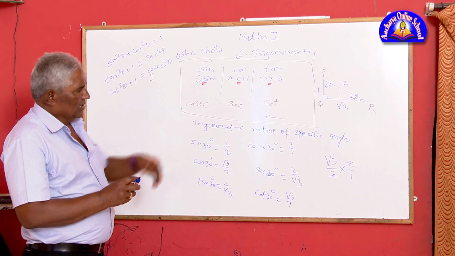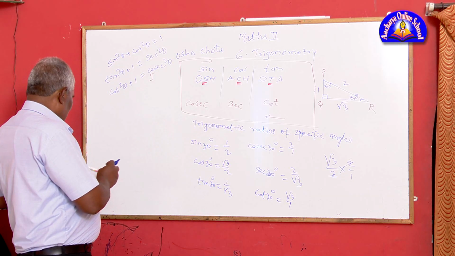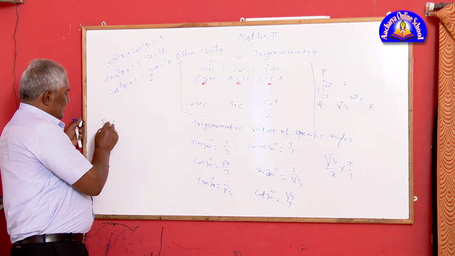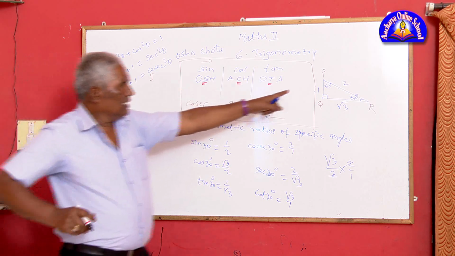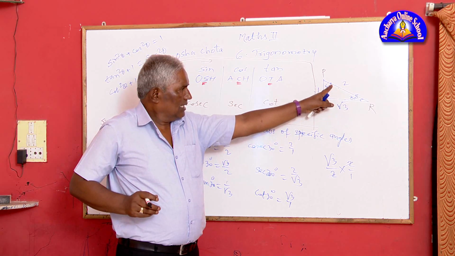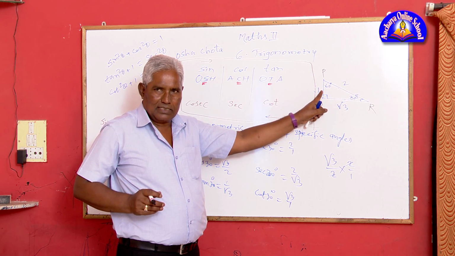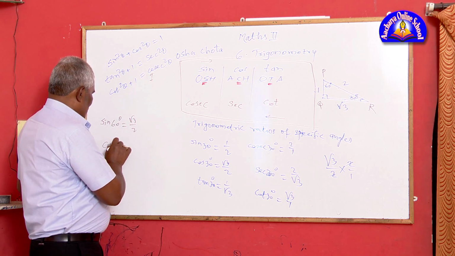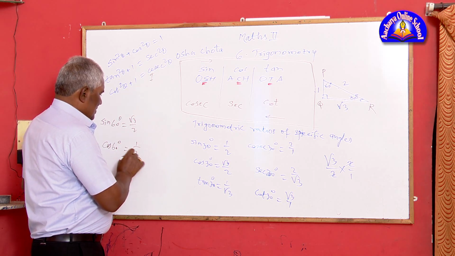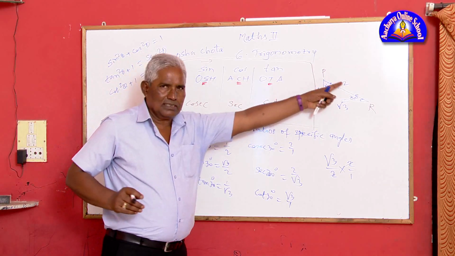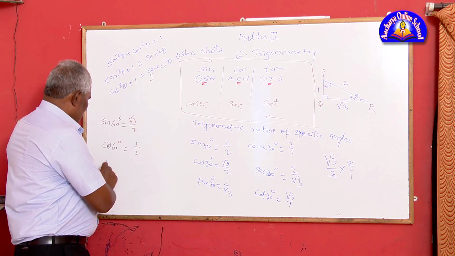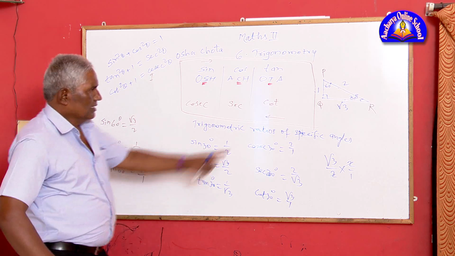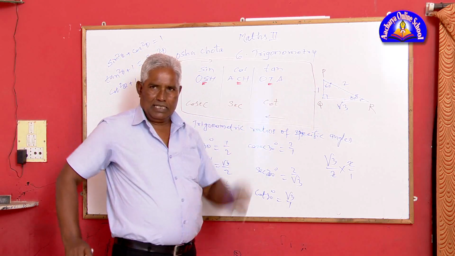Similarly, from this figure you can write the other 6 ratios. Suppose you take sin 60. Regarding this angle, this will be the opposite side. For this angle, this will be opposite, this will be adjacent. Sin 60 is equal to opposite upon hypotenuse. Cos 60 is equal to adjacent upon hypotenuse. For this angle, this is adjacent, this will be hypotenuse. And tan 60 is equal to opposite upon adjacent.